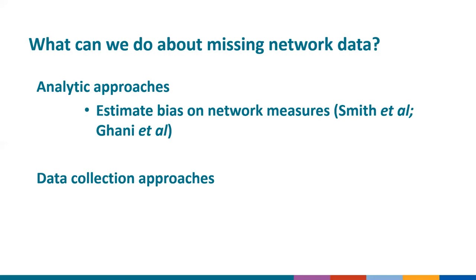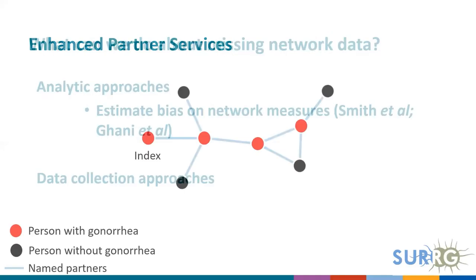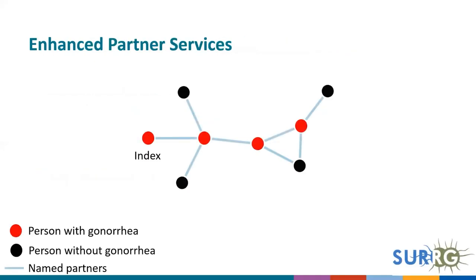We've been exploring two data collection approaches in Surge. The first approach we're exploring is whether enhanced investigations help us tap into new parts of a network that would otherwise go unmeasured or that we would miss. In enhanced partner services, we still follow the usual partner services protocol where partners of index patients are interviewed and tested, and partners are elicited from any person diagnosed with gonorrhea. The enhanced component additionally involves eliciting partners from persons who are identified during the investigation but do not test positive for gonorrhea. So essentially, we're eliciting partners from gonorrhea-negative persons who are found during the investigations.